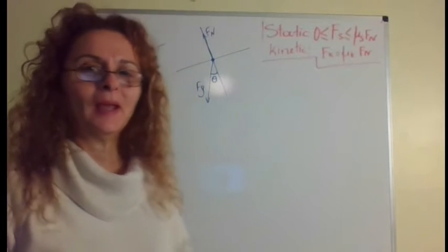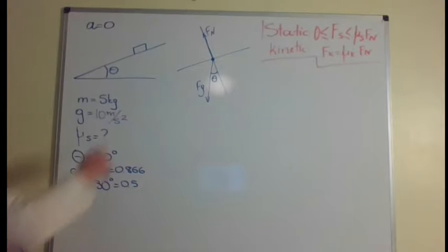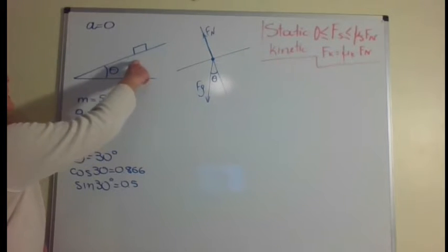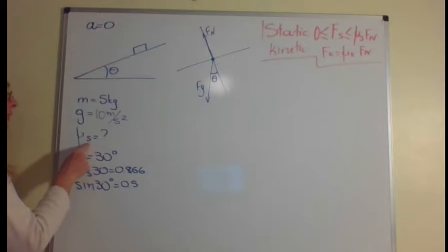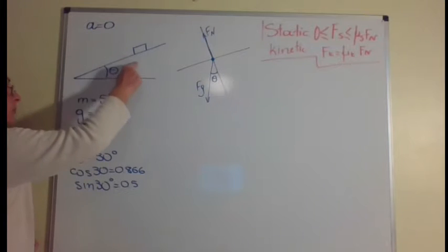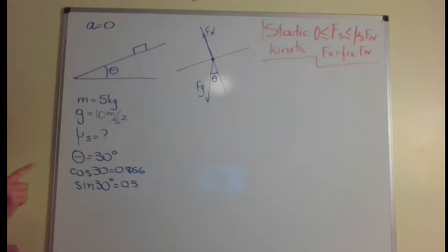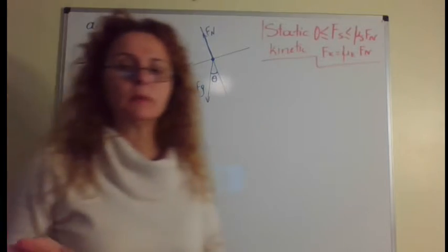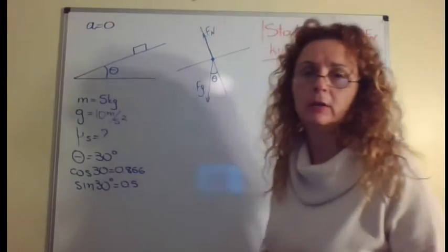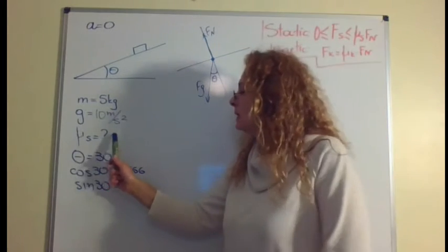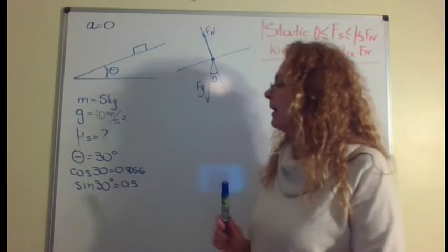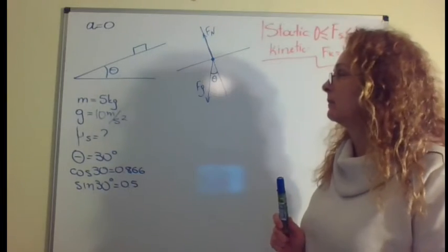All right, so we have now a box at an incline, and we want to find what the coefficient of static friction should be so the object does not accelerate, meaning either it doesn't move at all or it moves with a constant velocity. All right? So we want to find this. What kind of static friction do we need to have?